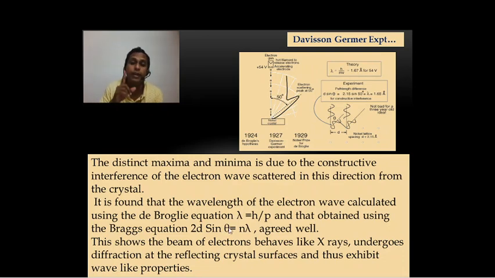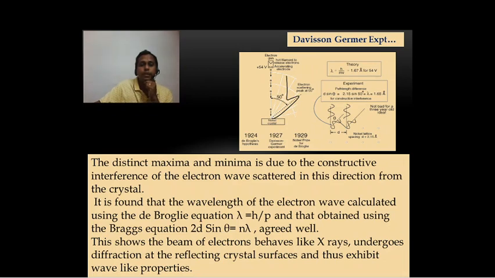For obtaining Bragg diffraction, 2d sin theta equals n lambda, which means, please listen carefully, that there should be a relation between lambda and d. Bragg diffraction is observed when lambda is of the order of d, or d is of the order of lambda. Only then does Bragg diffraction occur.